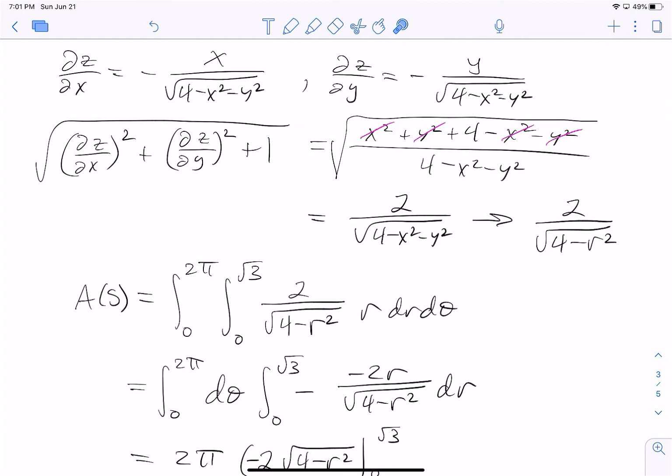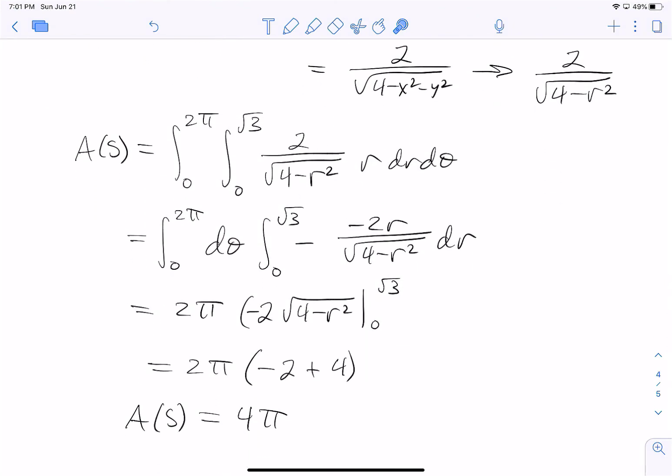The iterated integral that gives us the area of our surface is the integral from 0 to 2 pi of the integral from 0 to the square root of 3 of 2 divided by the square root of 4 minus r squared times r dr d theta. If you forgot the r, this was a rough ride. Remember, r dr d theta is our dA when we convert from rectangular into polar coordinates.